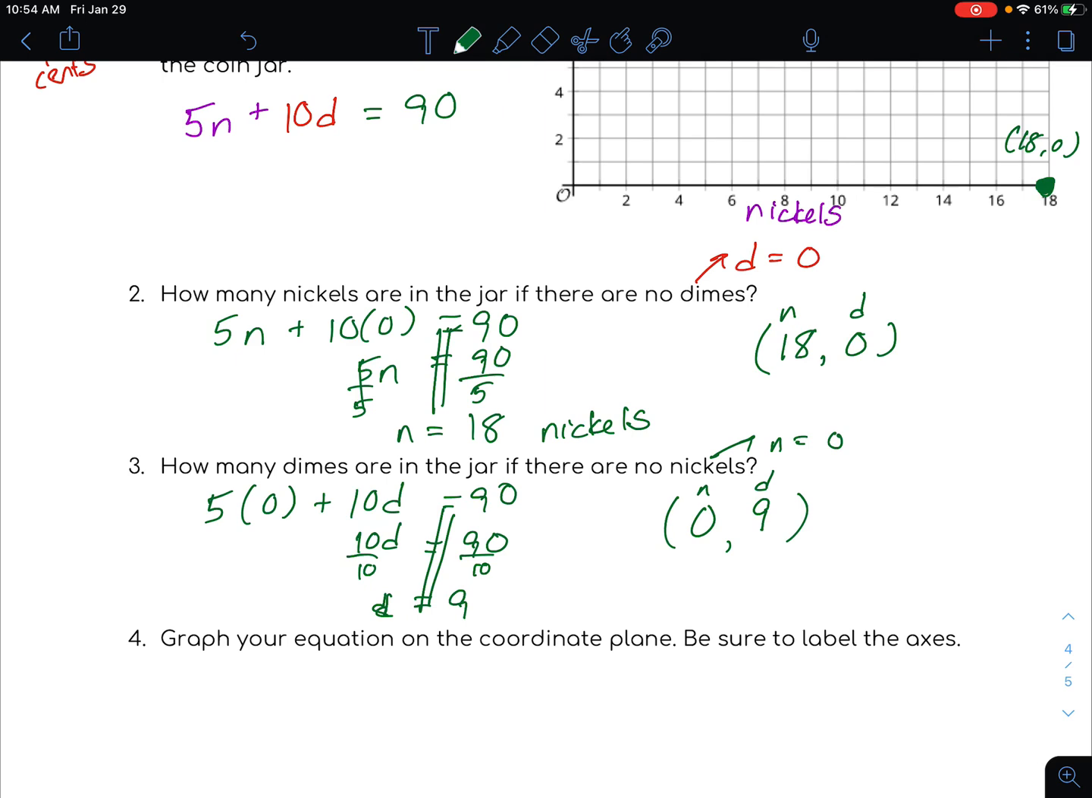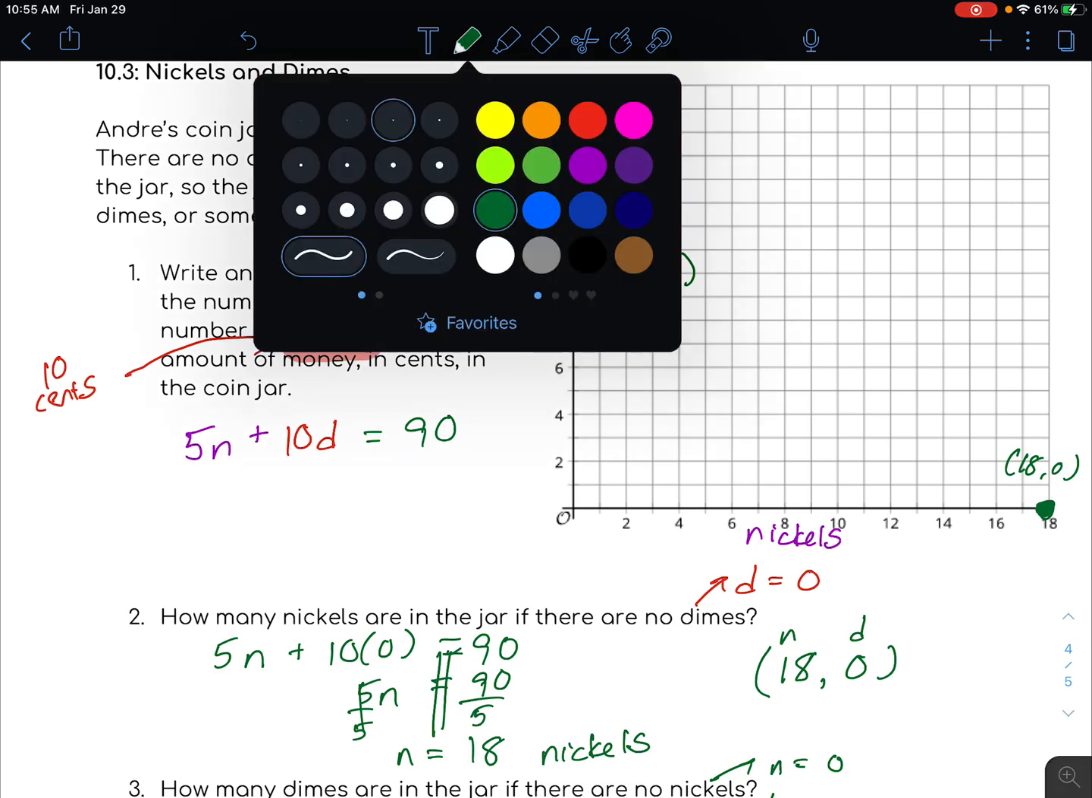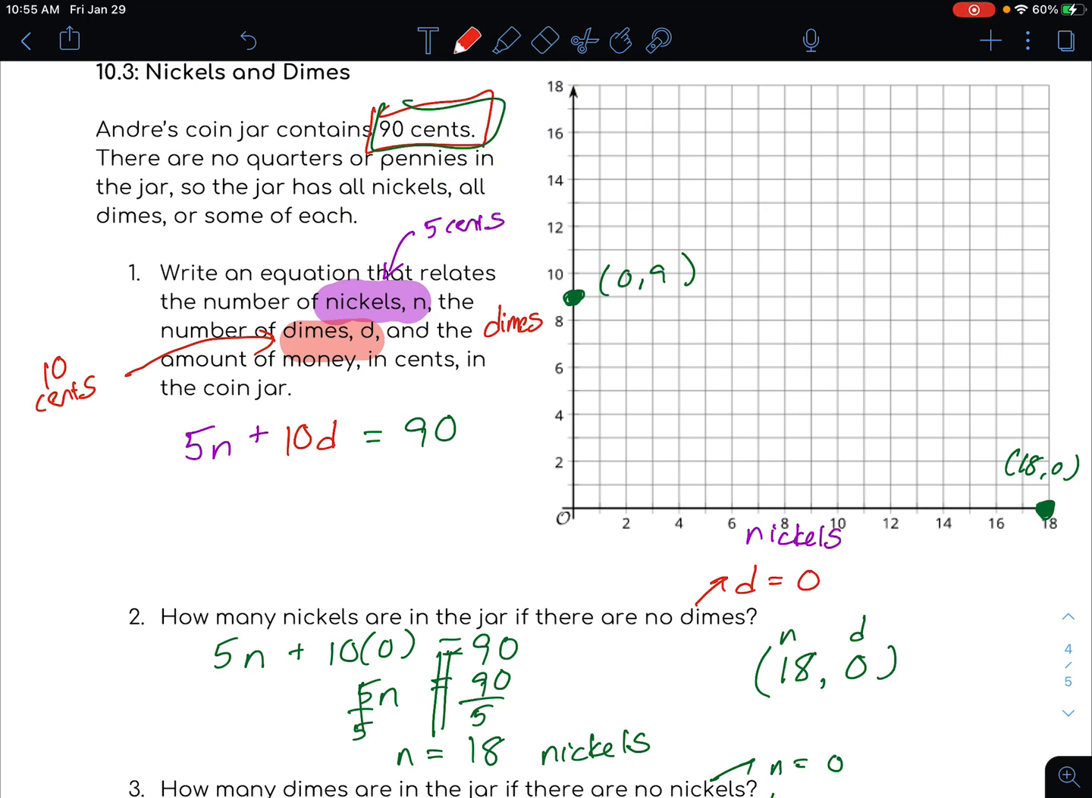Graph your equation on the coordinate plane. Okay, well, we've already kind of gotten the pieces that we need in order to graph the equation. In order to graph the equation, you really need 2 points. And when we have it in standard form here, getting the 2 points as the x-intercept and the y-intercept is kind of an easier way to do that. We don't really even need to use the slope. So let's just draw that line. I'm going to use a straight edge, my little Notability technology, to make that nice and straight.